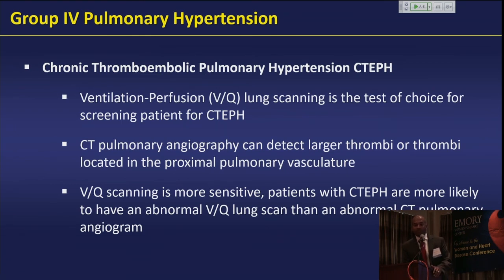CTPE protocols and pulmonary angiograms are helpful later on in identifying where the pathology is, and they can detect larger thrombi and thrombi located in proximal areas, but the VQ scan can give you a sense of what's happening in the distal capillaries, and that's where a lot of the CTEPH happens.